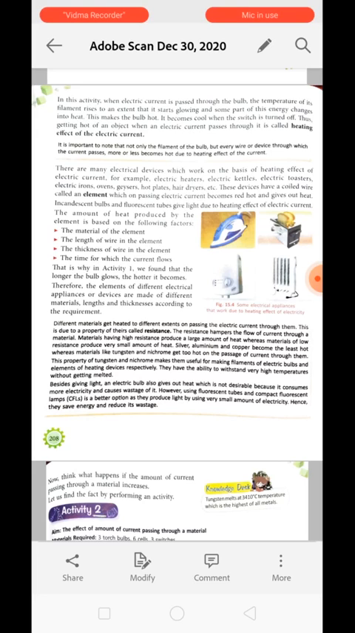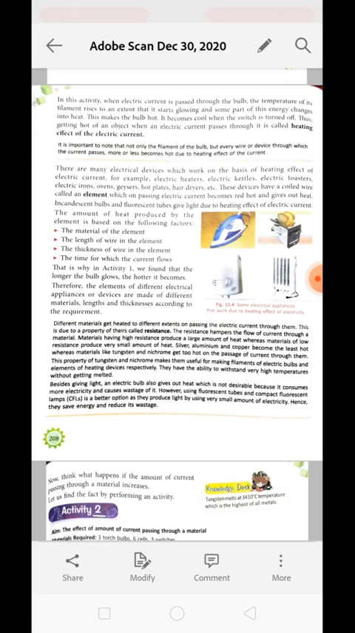Besides giving light, an electric bulb also gives out heat, which is not desirable because it consumes more electricity and causes wastage of it. However, using a fluorescent tube and compact fluorescent lamps (CFLs) is a better option as they produce light by using a small amount of electricity. Hence, they save energy and reduce its wastage. So, the electric bill will also be reduced.